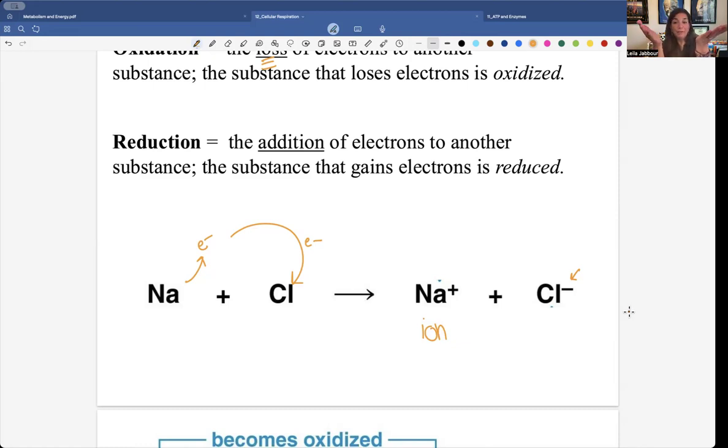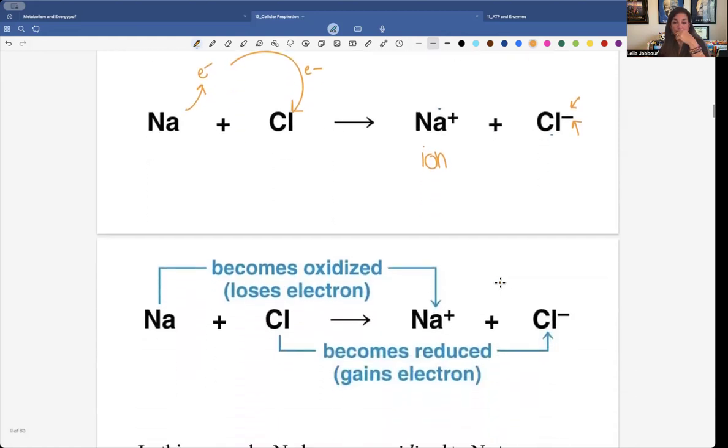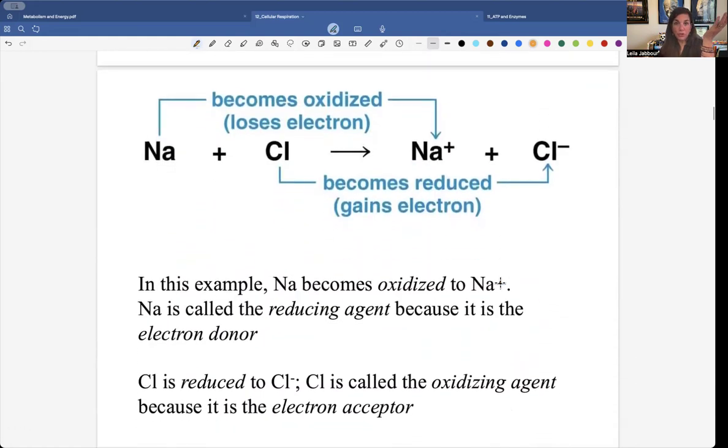So here we have a gain of an electron. So we have one more electron than we have protons. That's what the negative sign is showing you. And here we have one less electron than protons in that ion. So we put a plus sign here. Okay, and they both become satisfied. They're both satisfied because their valence shells are full. So we say that the sodium atom becomes oxidized into the sodium ion, and the chloride atom becomes reduced into chlorine.